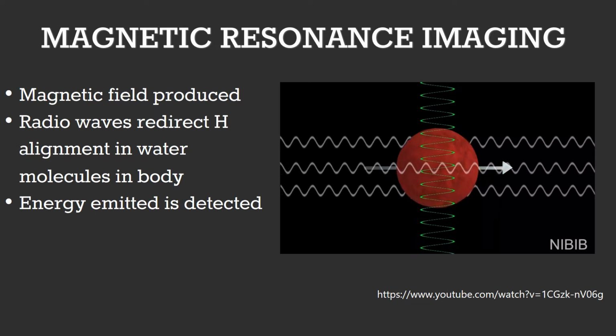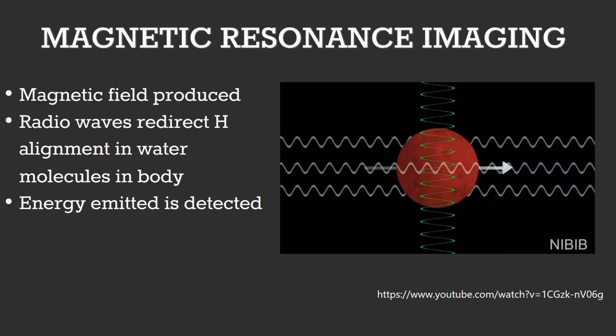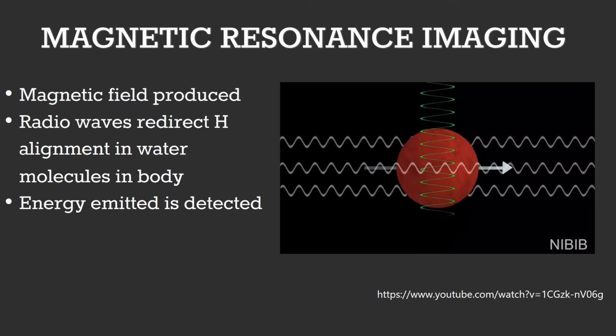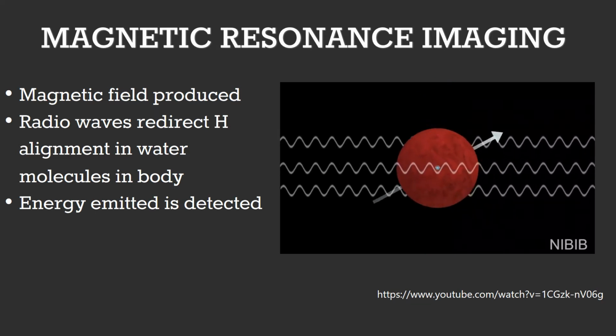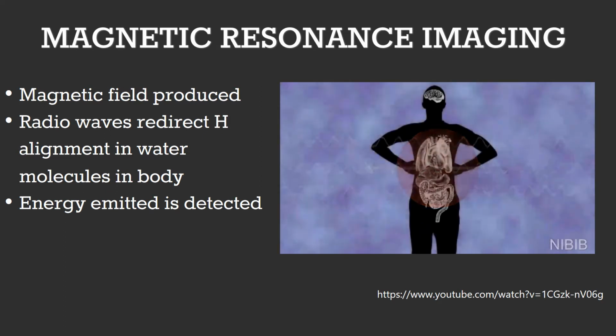The pulse is turned off, and the proton realigns with the magnetic field, releasing electromagnetic energy. The energy released varies according to the tissue type, with factors such as density, surface area, and concentration. The scanner captures this energy and creates an image based on this information.